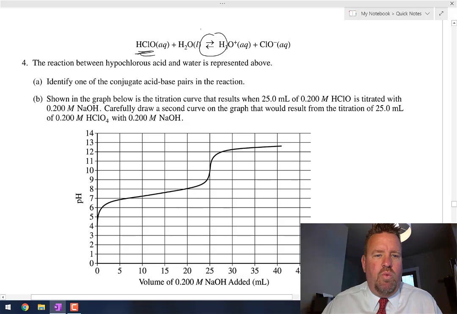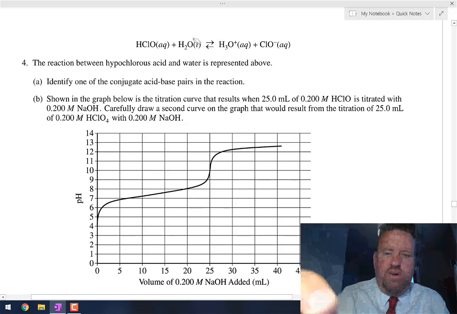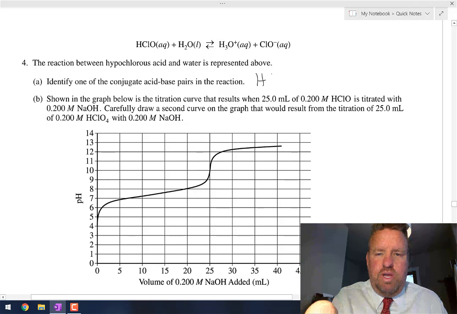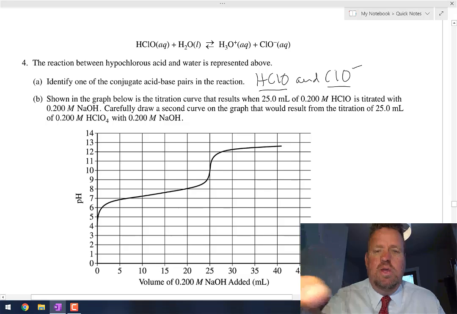Identify part A, one of the conjugate acid-base pairs in the reaction. Obviously there are 2 of them. You could say HClO and ClO minus. This would be the acid, this would be the conjugate base. It doesn't say to identify them, I'm just clarifying that.